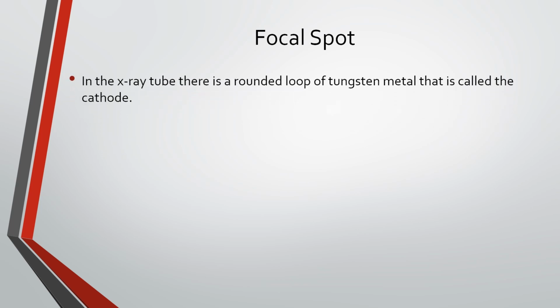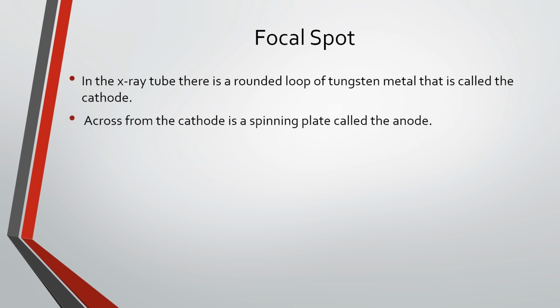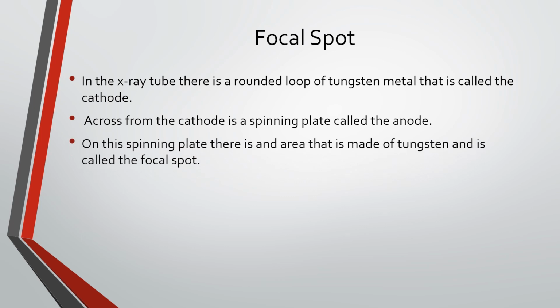The first secondary property that we'll look at is the focal spot. In the X-ray tube, there is a rounded loop of tungsten metal that is called the cathode. Across from the cathode is a spinning plate called the anode. On this spinning plate, there is an area that is made of tungsten and is called the focal spot. So on the anode side is the focal spot.